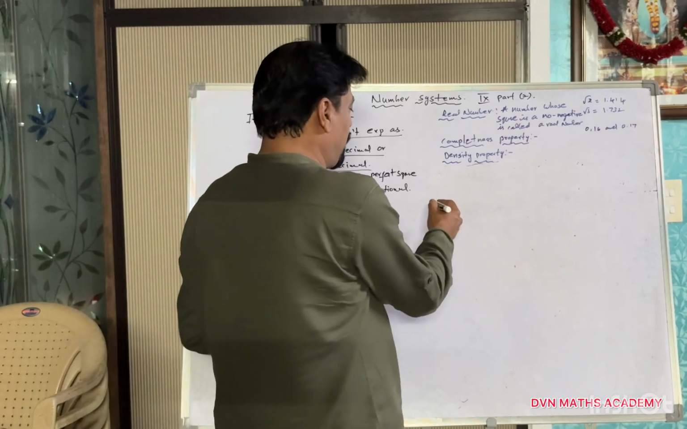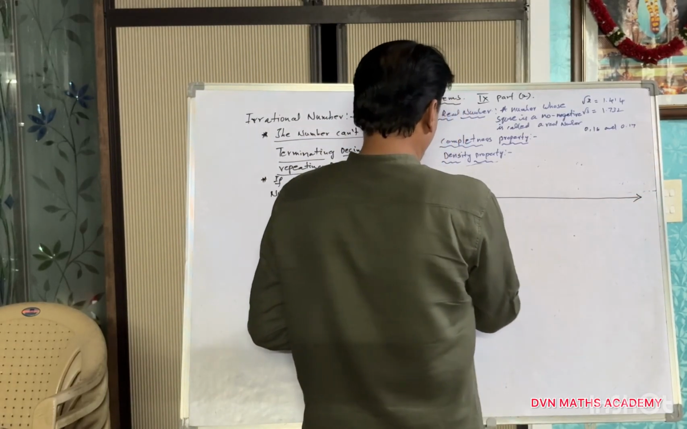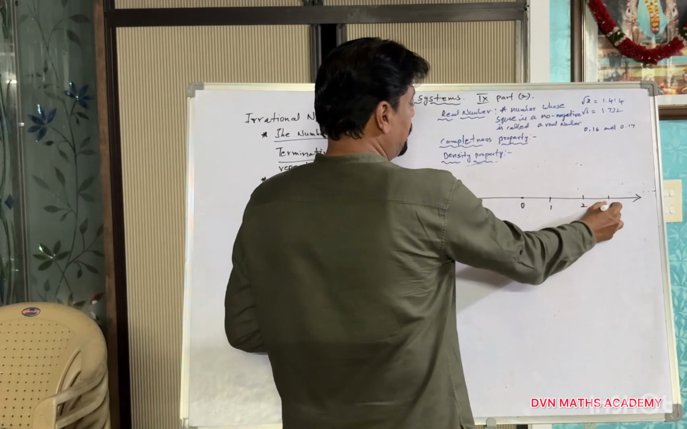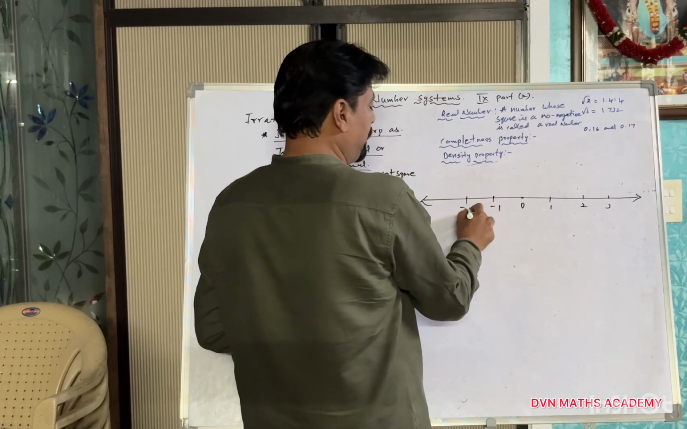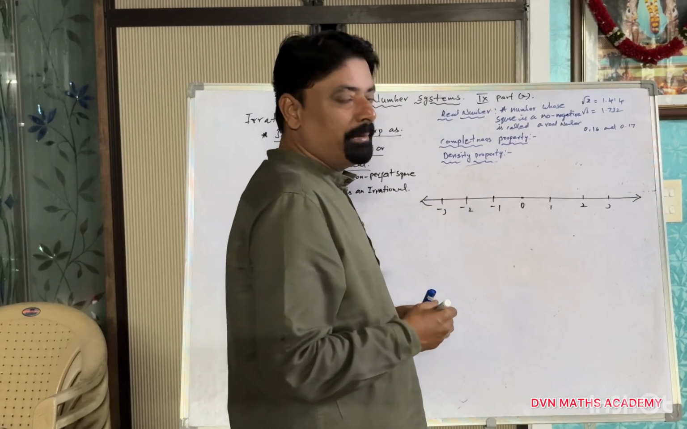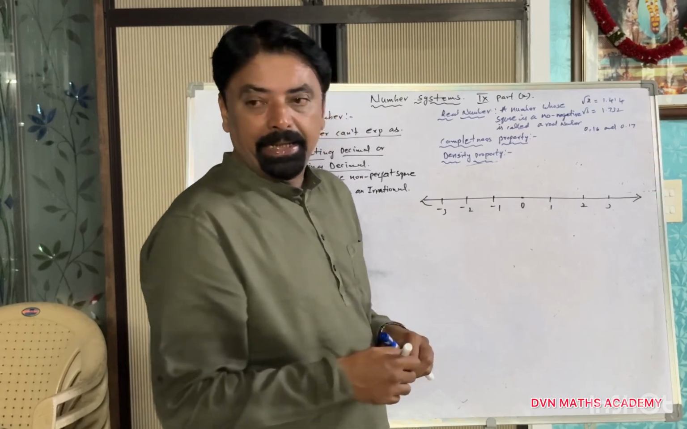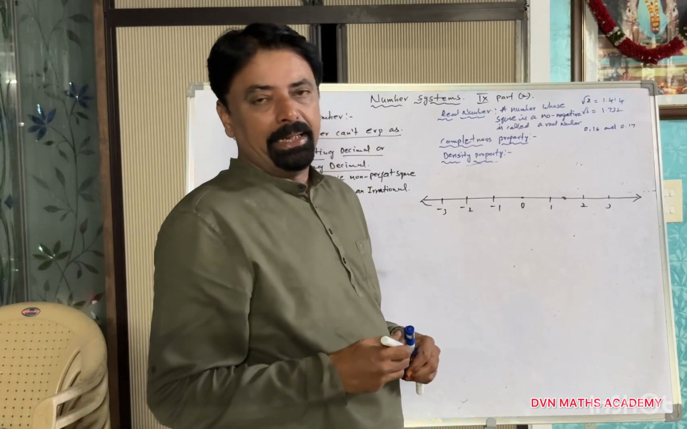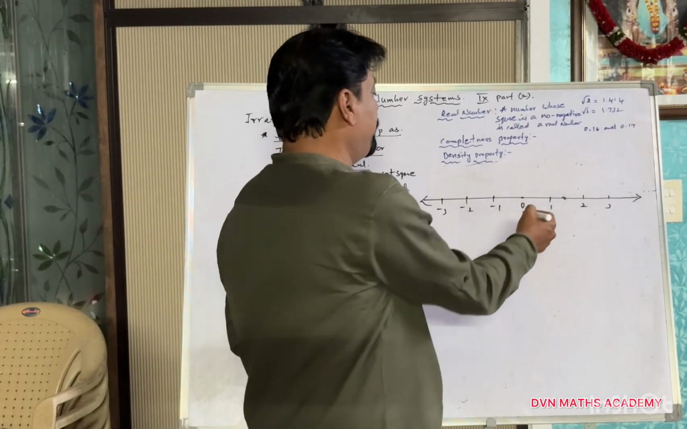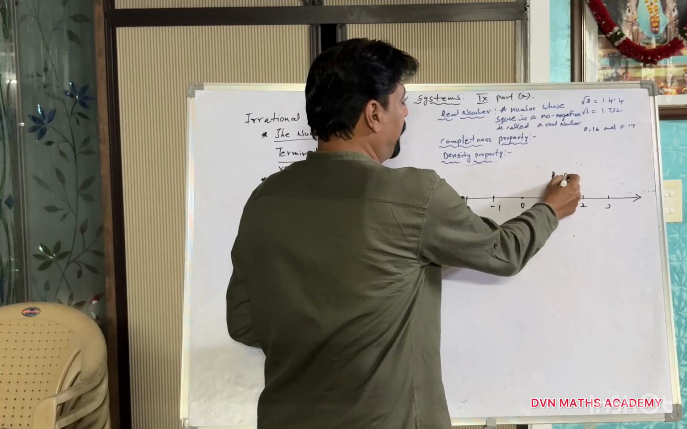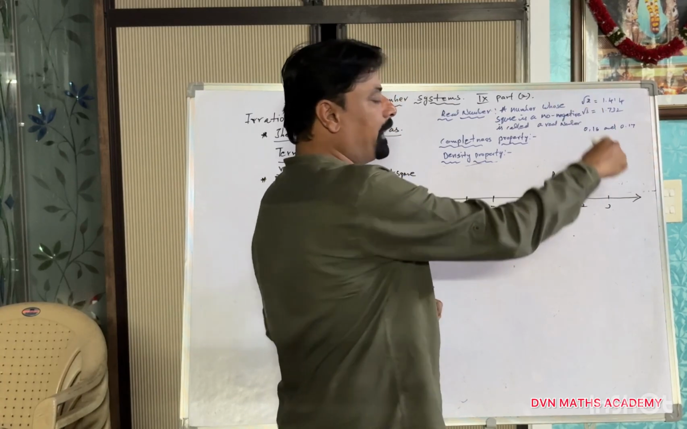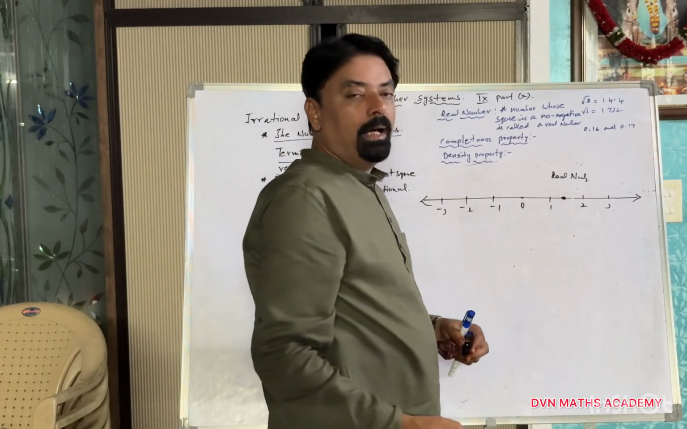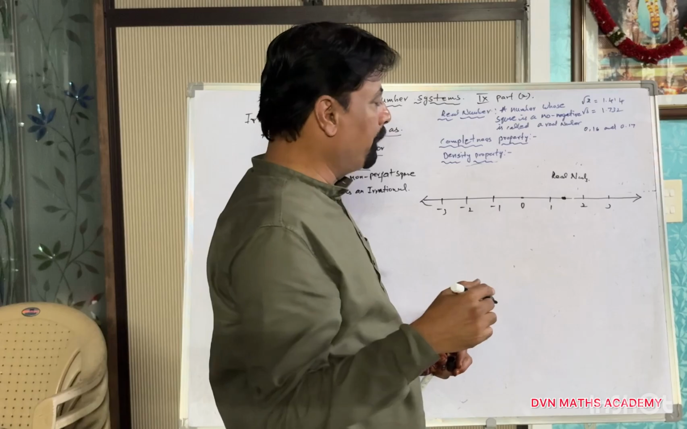If you take a number line, this is 0 and this is 1, 2, 3, and this is minus 1, minus 2 and minus 3. What is the completeness property saying? If you take any point on this number line, that point is called a real number. It means any point on the number line may be a rational number or sometimes an irrational number.